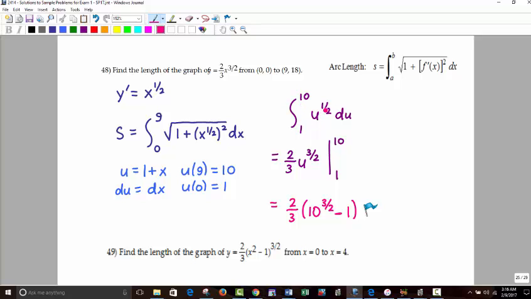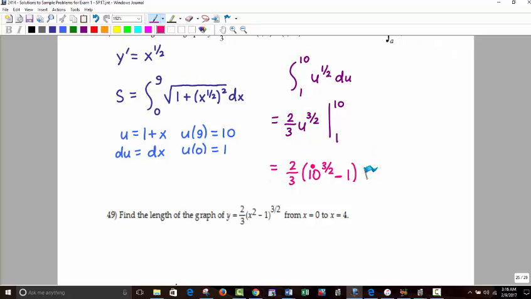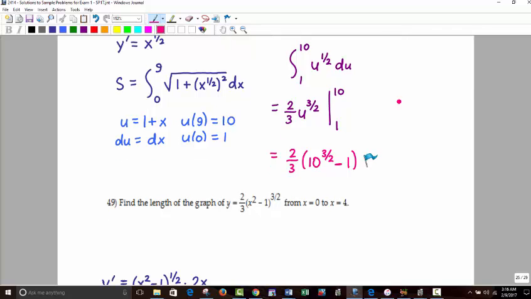u to the 1/2. So just do the power rule. It's going to give you 2/3 u to 3/2. And from 1 to 10. So if I wanted the answer to be exact, you would need to come up with this exact answer here. Obviously the calculator is not going to give you this exact answer. It will only give you the decimal.